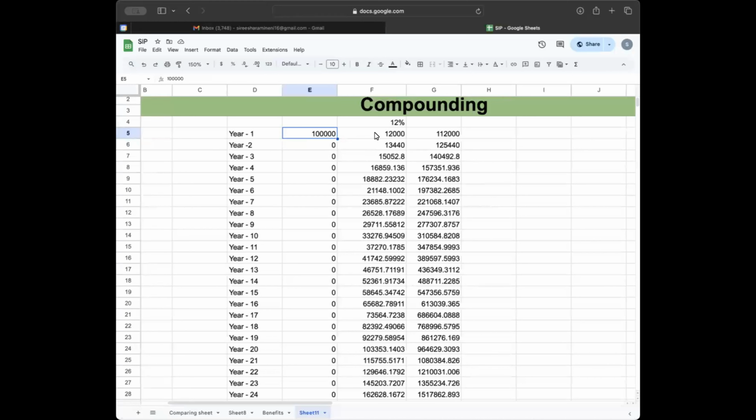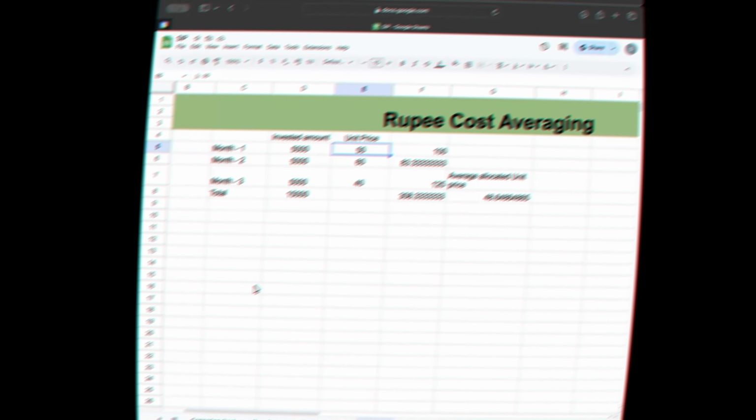The compounding benefit will be most evidently seen in the long run. So initially, I have invested 1 lakh and it hasn't changed. But over time, my returns have been continuously increasing. And by the end of the 24th year, I'll have around 15 lakhs in my portfolio. Out of the 1 lakh I have invested, I'm getting 15 lakhs. So compounding is a clear benefit when it comes to a long game.